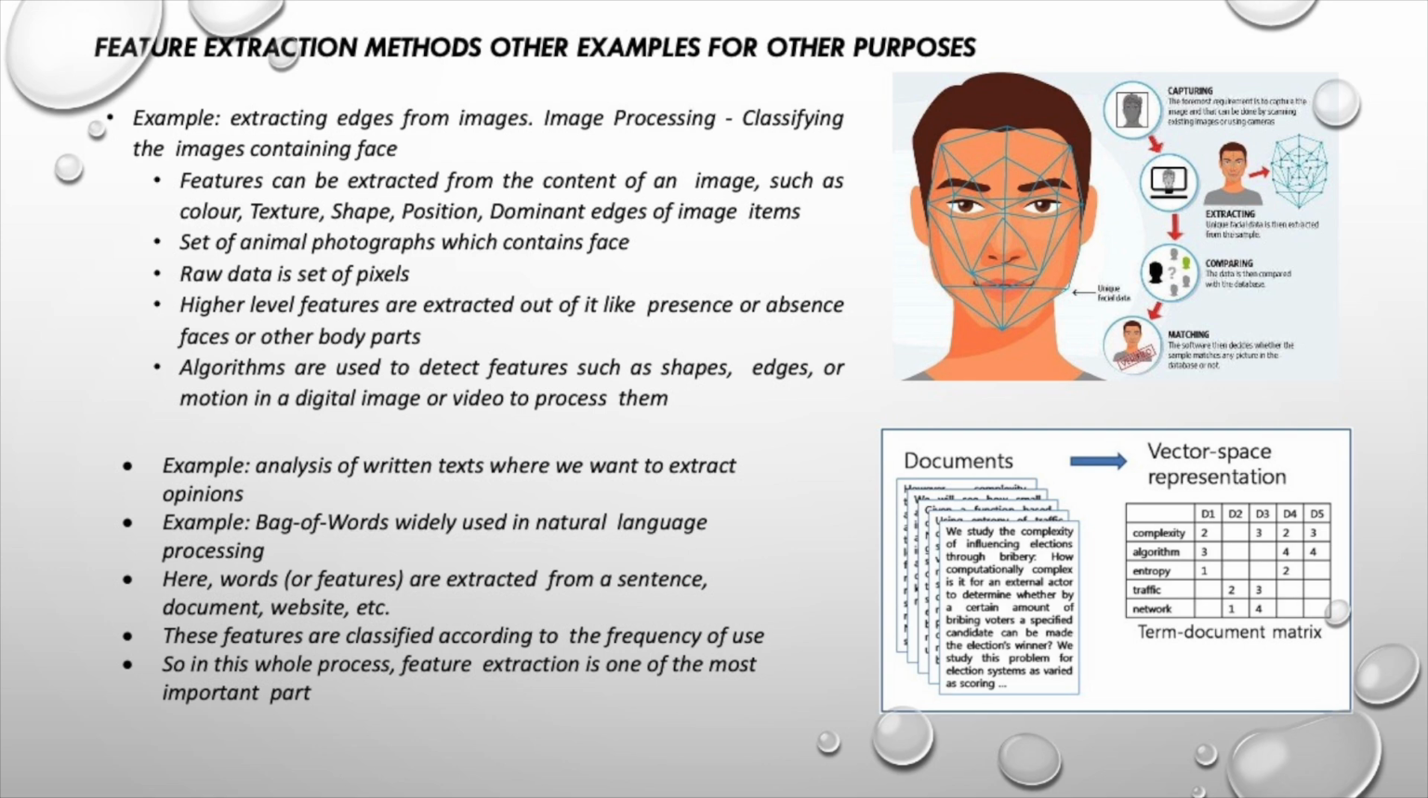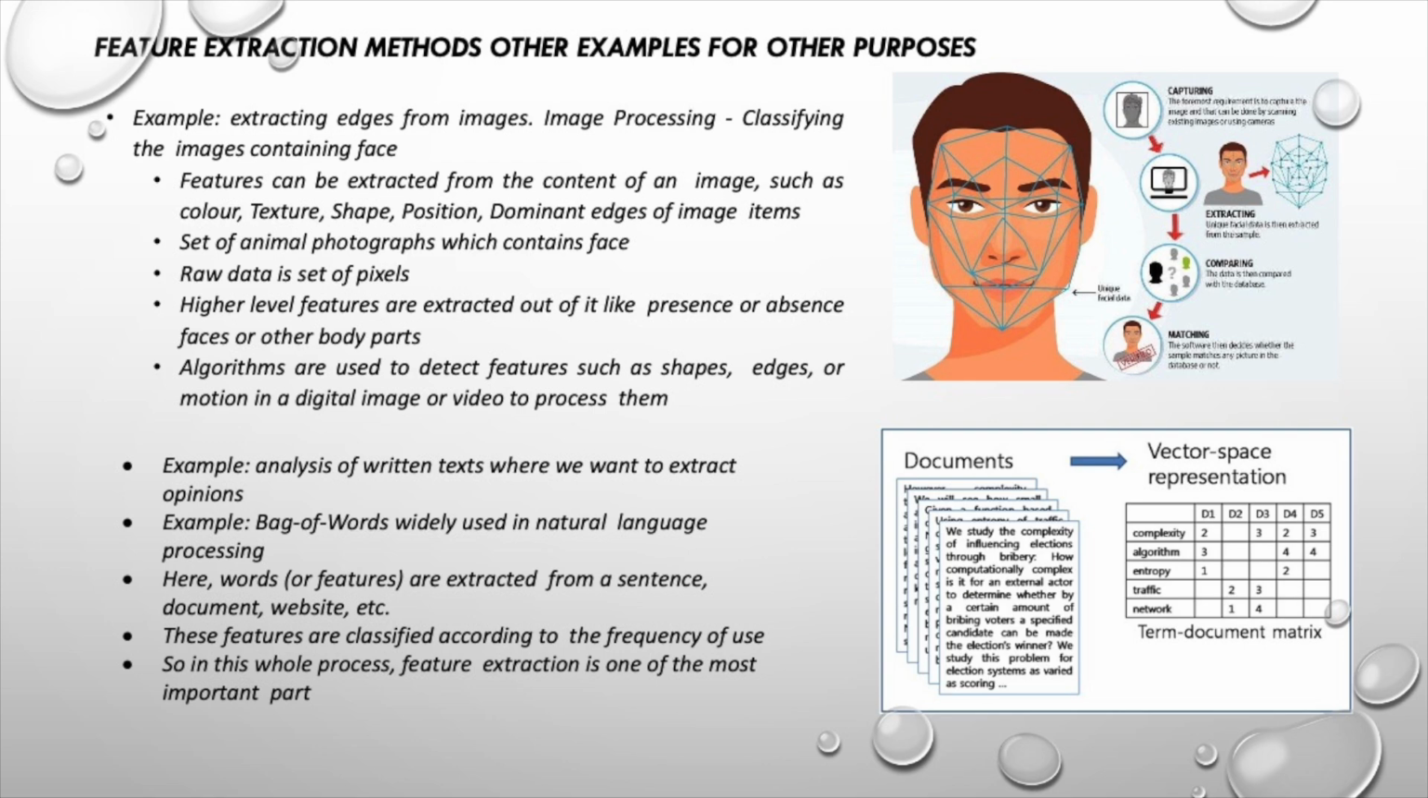Image processing, or classifying the images containing faces. Features can be extracted from the content of an image, such as color, texture, shape, position, dominant edges of image items. Set of animal photographs which contain faces. Raw data is a set of pixels. Higher level features are extracted out of it, like presence or absence of faces or other body parts. Algorithms are used to detect features such as shapes, edges, or motion in a digital image or video to process them. Example: analysis of written texts where we want to extract opinions.